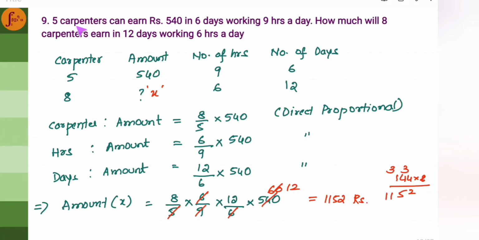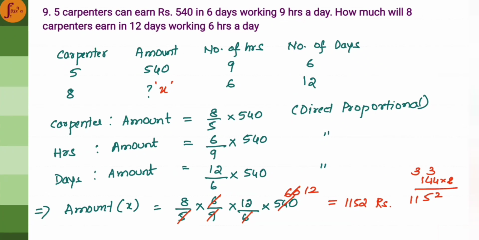Another problem: 5 carpenters can earn rupees 540 in 6 days, working 9 hours a day. So how much will 8 carpenters earn in 12 days, working 6 hours a day? So you'll have to segregate the different parameters here. You have carpenter, you have amount, you have number of hours and number of days. So 5 carpenters, 540 rupees, 9 hours, 6 days.